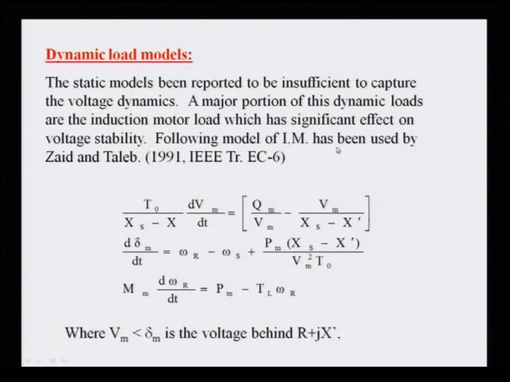The following models of induction motors have been used by Jayed and Taleb in 1991, IEEE Transactions on Energy Conversion, volume 6. You can see here they are using the voltage with respect to time, and that is the dynamics that they have used. Here Vm is the voltage behind R plus jX, with magnitude Vm and angle, and this is the motor terminal voltage. These dynamics can be used for modeling the machine as well. This delta m is not a synchronous generator delta, it is the motor angle, and omega r is the speed of the induction motor.